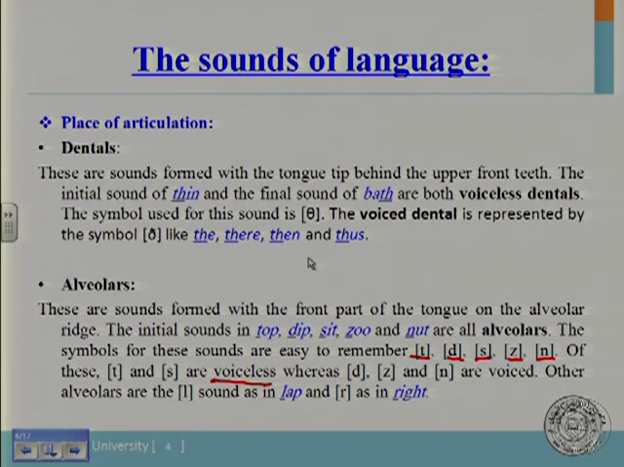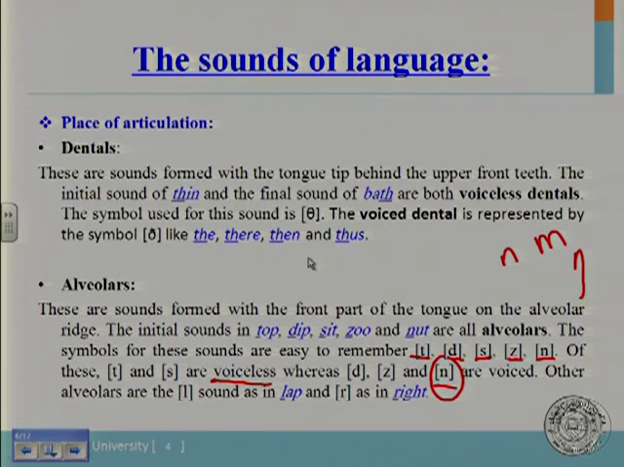The second sound is z. We can feel the vibration. That's why it is a voiced sound. The last one is n. In fact, we have three nasal sounds. We have n, m, and ng. This is n. We have also m. And the last sound is ng.